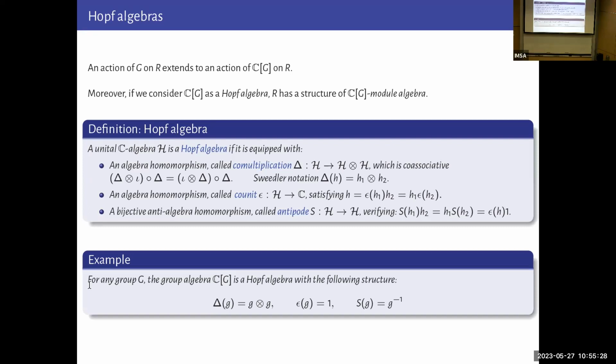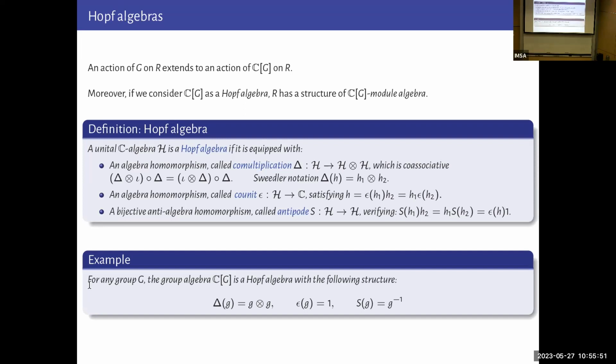So this is the condition for co-associativity. And this condition allows us to use what is called the Sweedler or sigma notation. So I will write Δ(h) as h1 ⊗ h2. This stands for a finite sum of elementary tensors. There is a finite sum implicit here.